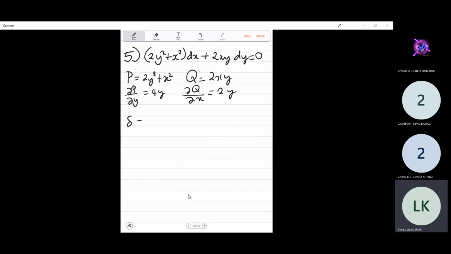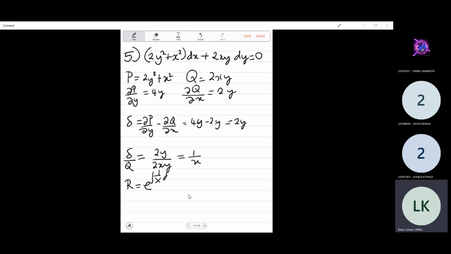So our delta, dp dy minus dq dx, 4y minus 2y, this is 2y. Then delta over q, this is 2y over 2xy, which is 1 over x. So our r, e to the power of integral of 1 over x dx, e to the power of ln of x, which is x.